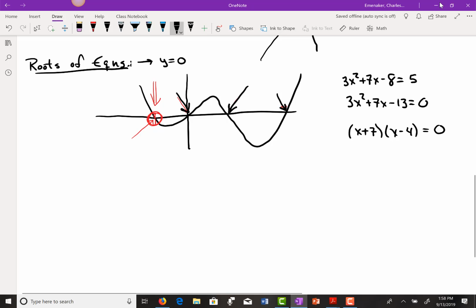Because if it equals 0, one of those two factors has to equal 0. Either the x plus 7 equals 0, or x minus 4 equals 0. Does that make sense?